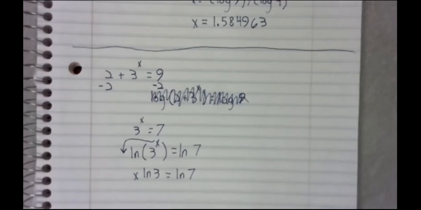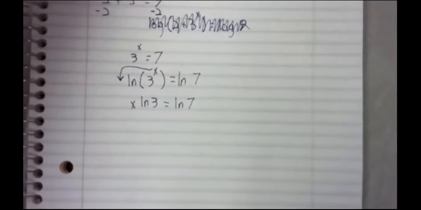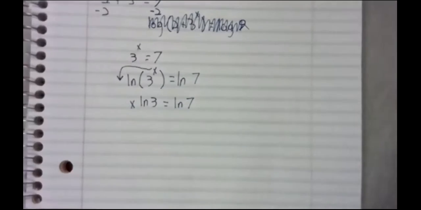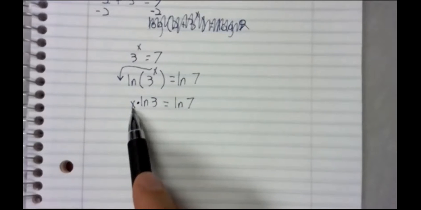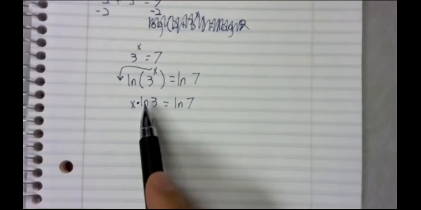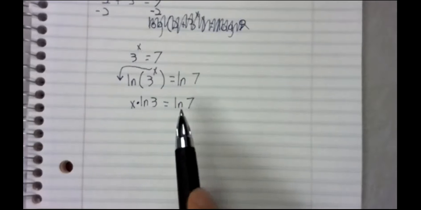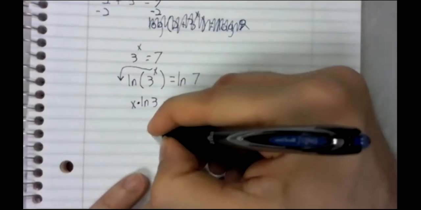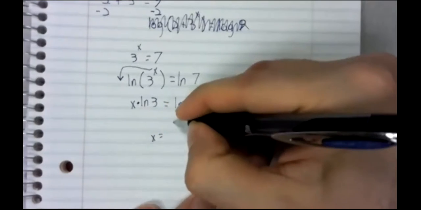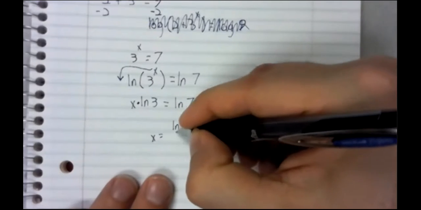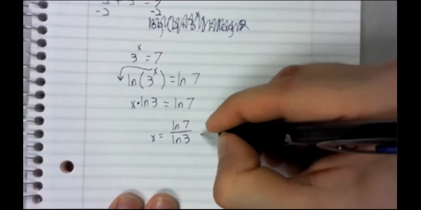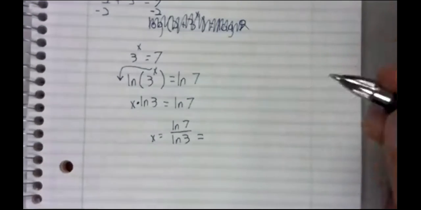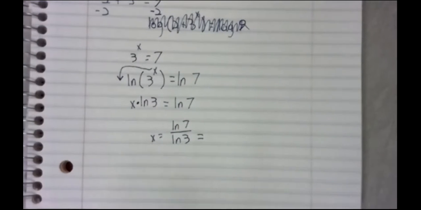And now, let me move this document camera just a bit. We've got multiplication. x times a number equals another number. Multiplication is undone via division.